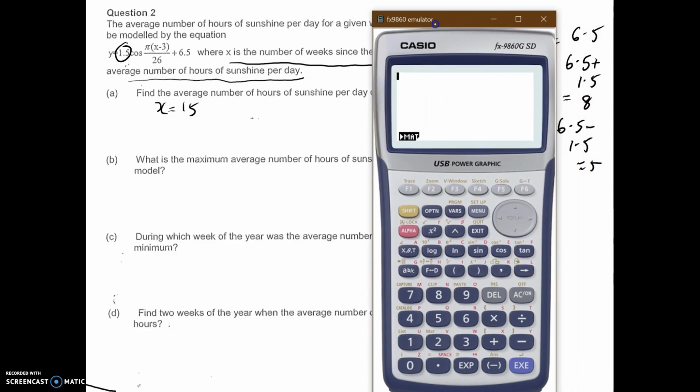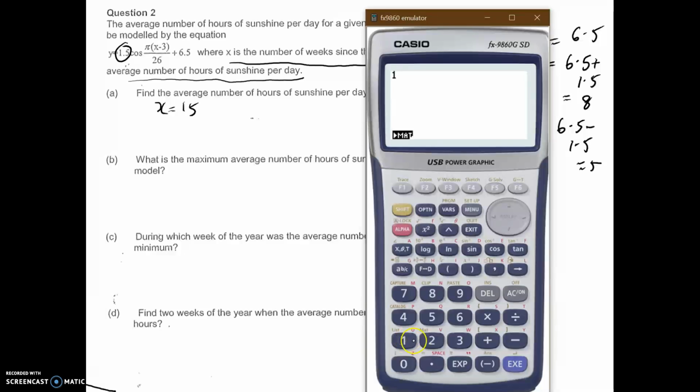Okay, so 1.5 times cos, and make sure your calculator is in radian mode, minus, I'm going to put brackets there, and X is 15, so I'm going to replace X with 15 there. Okay, so we get the answer 6.68, so that's all there is to it.